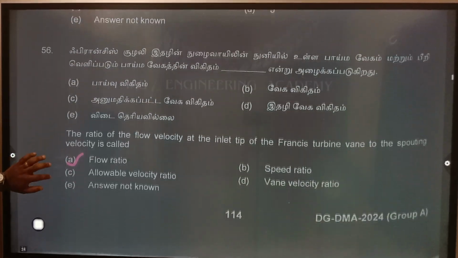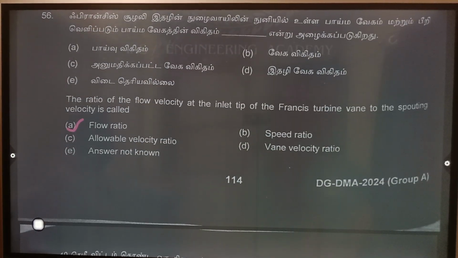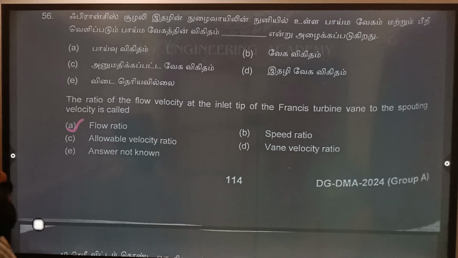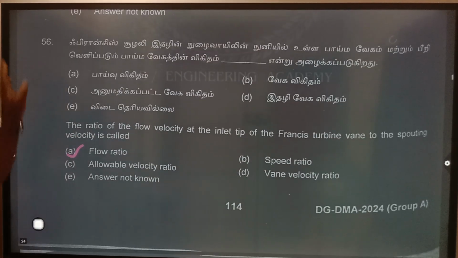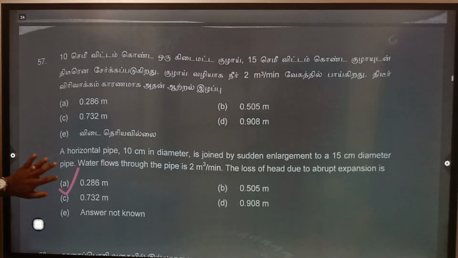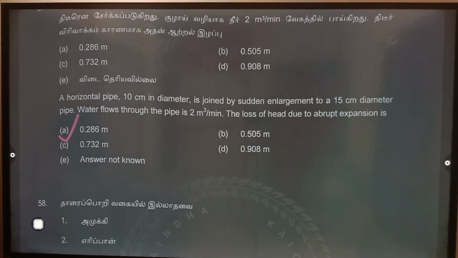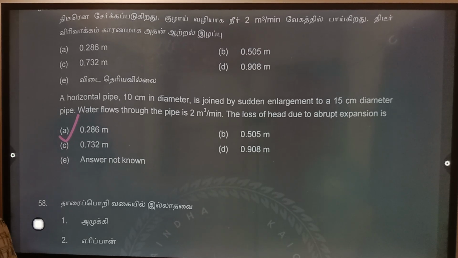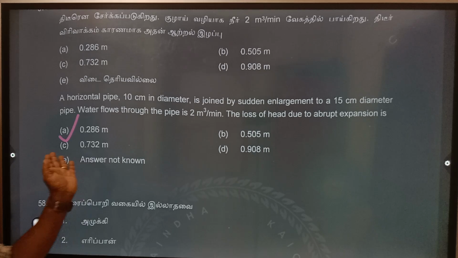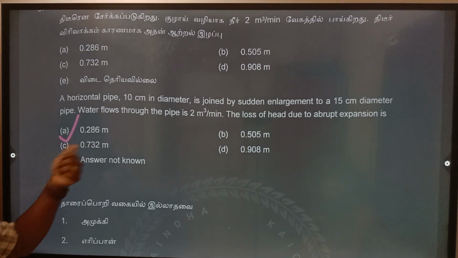56, the ratio of the flow velocity at the inlet tip of the Francis turbine to the spouting velocity, it is called flow ratio. Okay, flow ratio. So answer for 56 is A, flow ratio. Next 57, a horizontal pipe 10 cm diameter is joined by sudden enlargement. Okay, the answer is 0.286 meter. A is the answer. Loss of head due to sudden enlargement means minor losses la varuvanga, and the equation koduthu paatha you will get this.